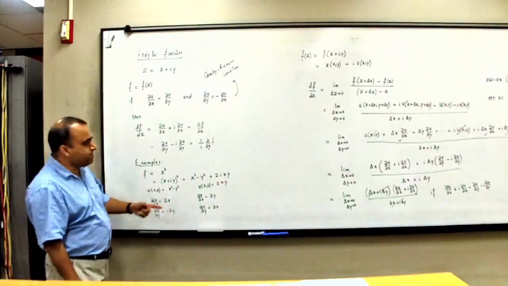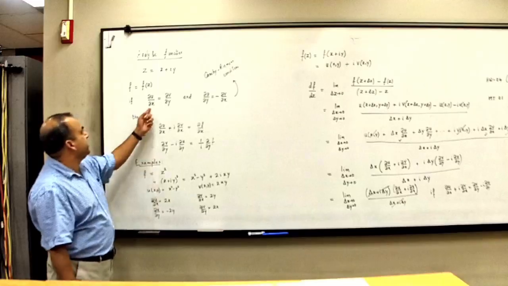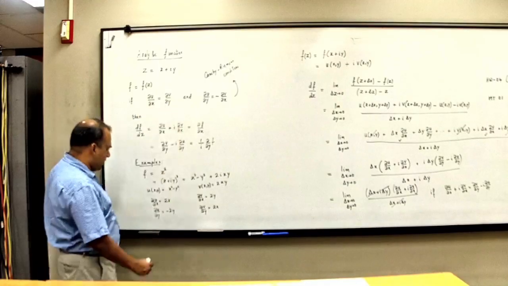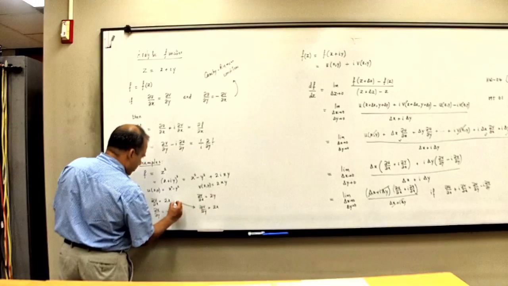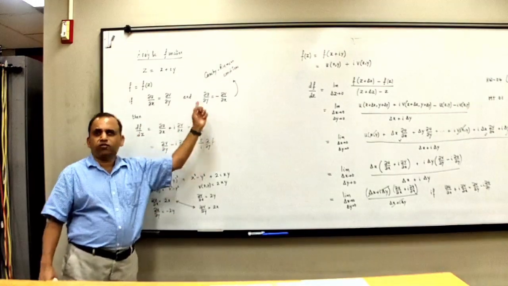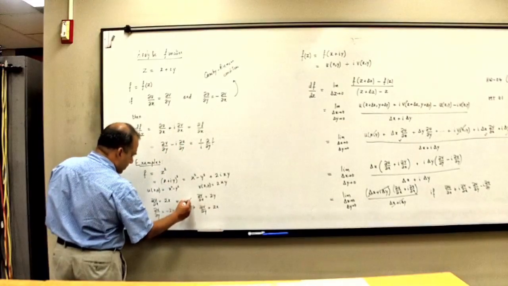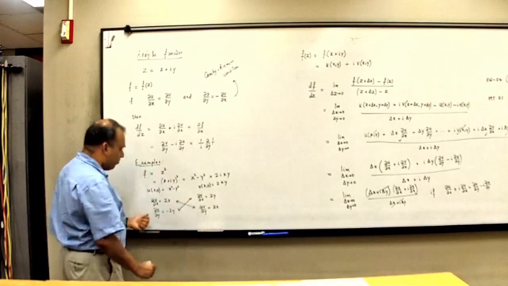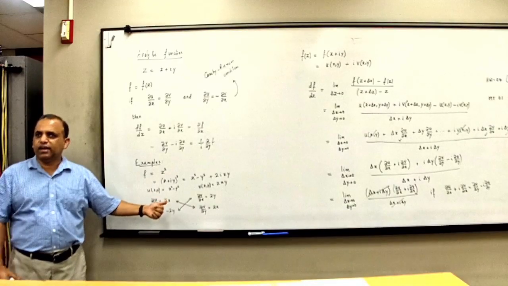But we want to see whether it is analytic or not. If it is analytic, these two have to match. That means when you write it in this form, these two have to match. Yes, indeed, they are the same, right? And these have to match with a negative sign. 2y, they match with the negative sign. When you write it like that, right? That's how you check whether it is analytic or not.